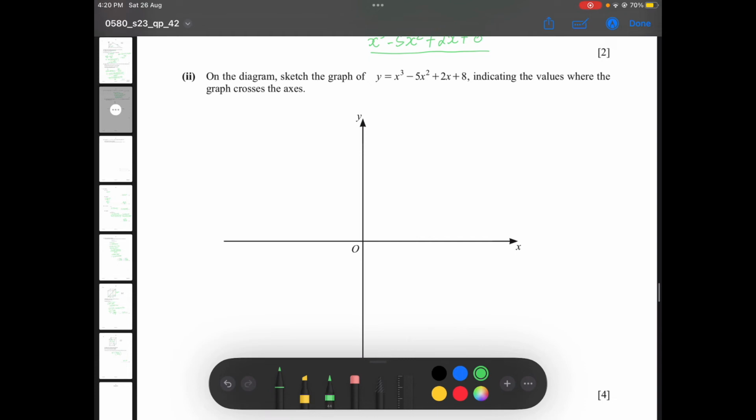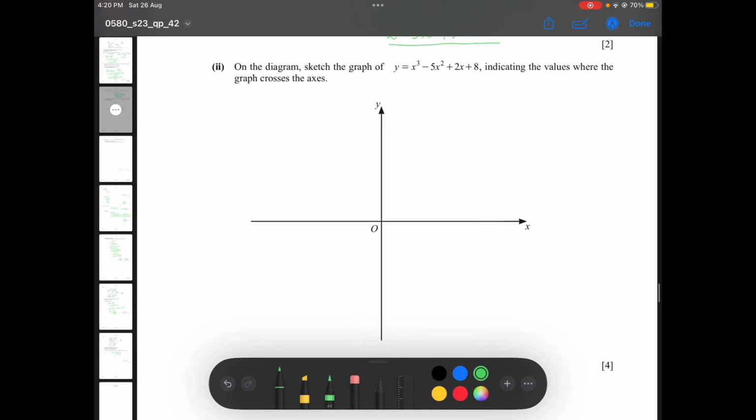On the diagram, sketch the graph. Now for this graph I'm going to be using my calculator to get the table instead of drawing it. x cubed minus 5x squared plus 2x plus 8, and this is allowed in IGCSE. Now since this is a cubic graph, it's going to be difficult to draw it on the iPad, but I'm going to try my best. And I make sure that I label the points where it's crossing the axis.